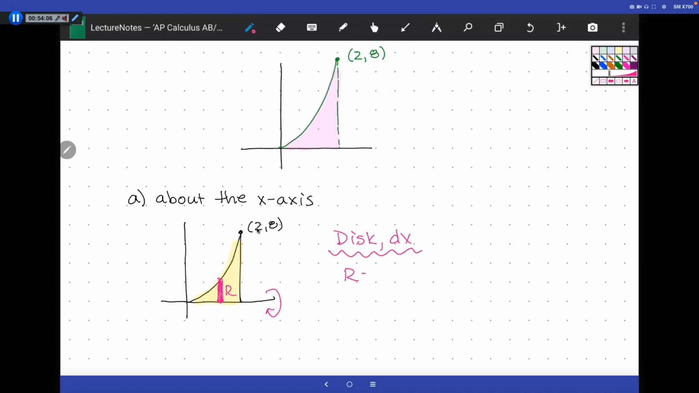So we only have to find the one radius. Is it top minus bottom or right minus left? Top minus bottom. It's drawn vertically. Is it the same curve on the top all the way through? Yep. Oh, thank God. What is that curve? Yes. What is on the bottom? Yes. So the radius is just 2x squared. Any questions about that?